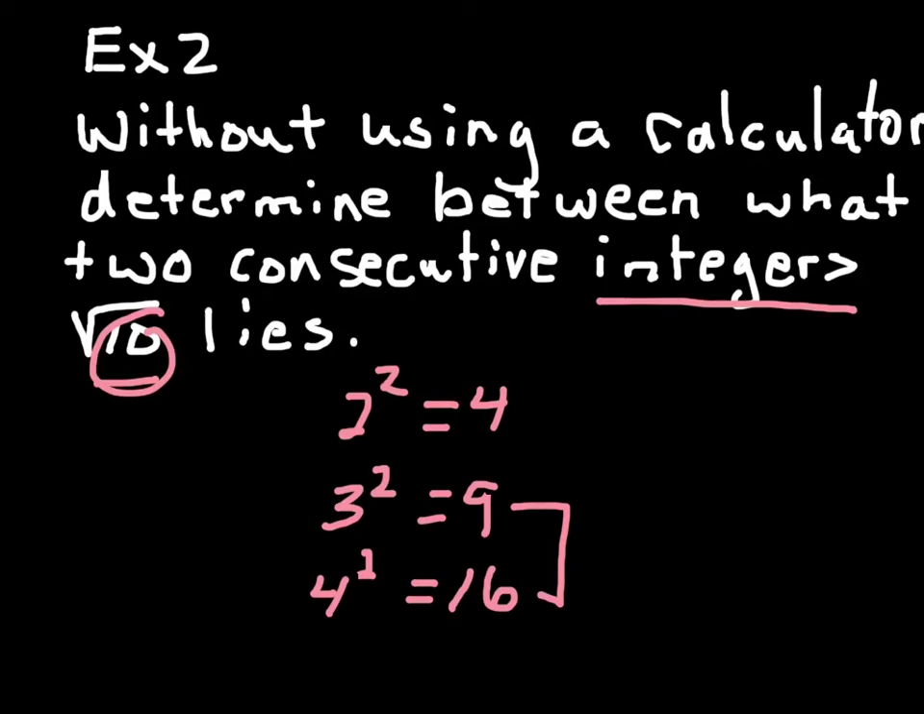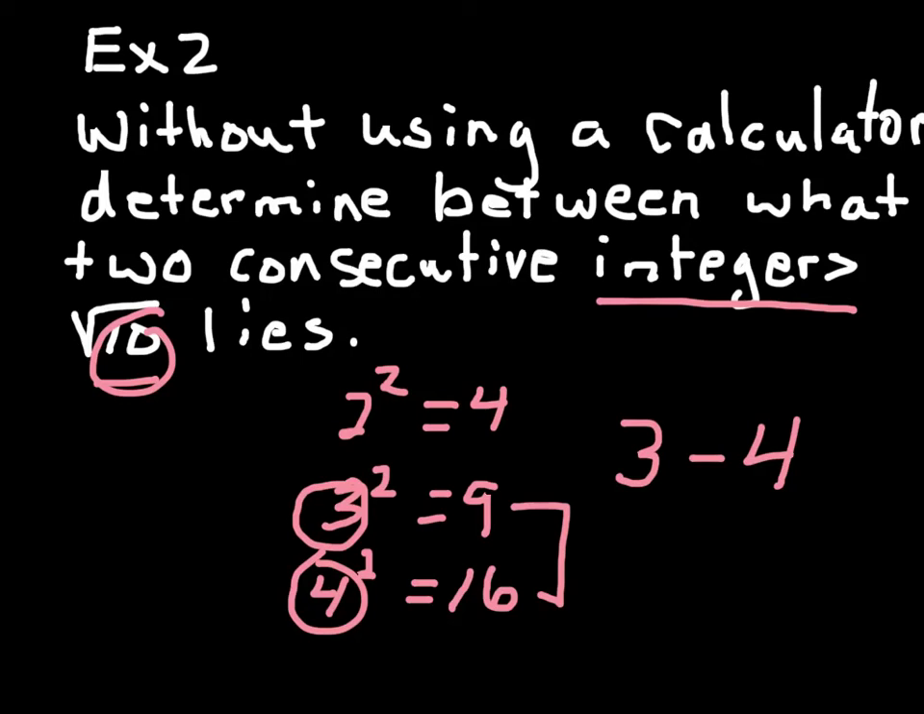So between what 2 consecutive integers would the square root of 10 lie? It would lie between 3 and 4. And that is my answer. The square root of 10, whatever it may be, is going to lie between 3 and 4.